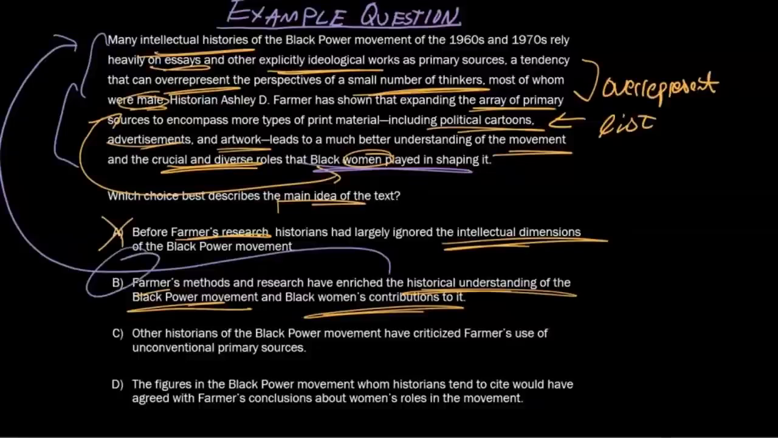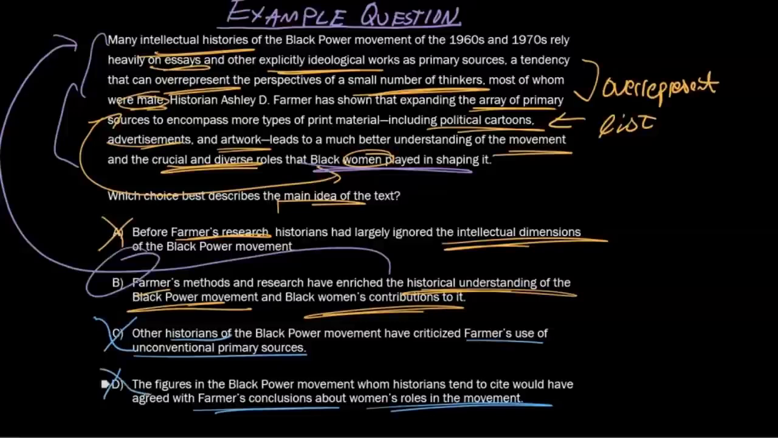Let's take a look at the other ones. Other historians have criticized Farmer's use of unconventional primary sources. Does not say that anywhere in here. We can just cross that out. Figures in the Black Power movement, whom historians tend to cite, would have agreed with Farmer's conclusions about women's role in the movement. We don't see any evidence of that. Does not say that. We don't know what these people would think. They're likely not alive today, and even if they are, they're not mentioned in this paragraph at all. So we can say that D is not the answer. That leaves us with choice B.